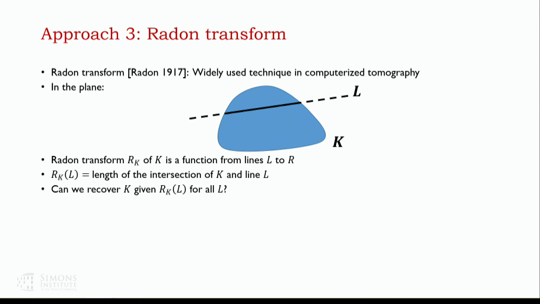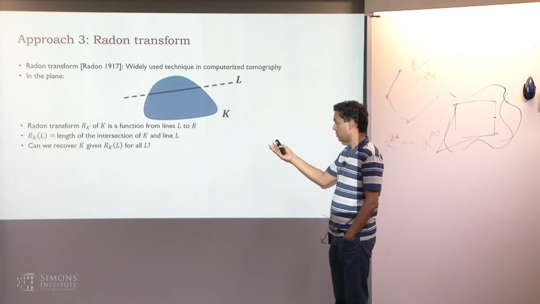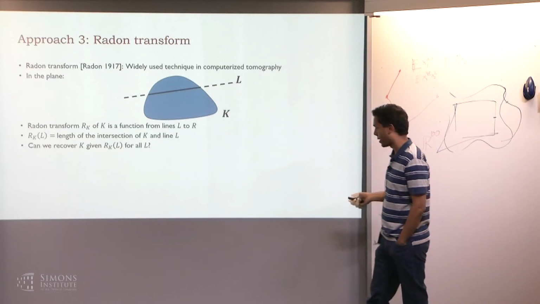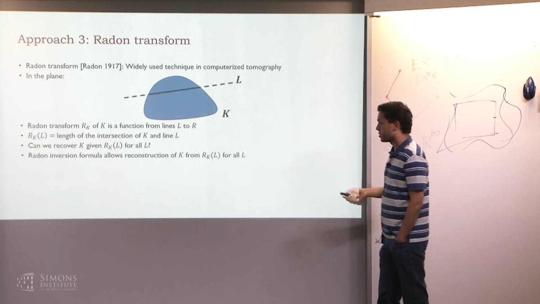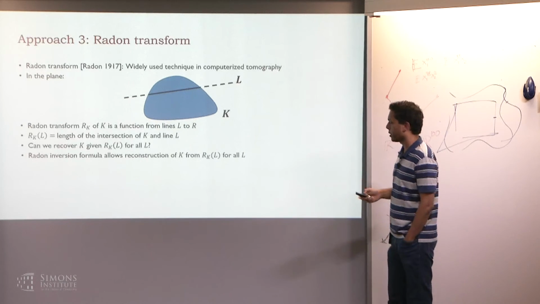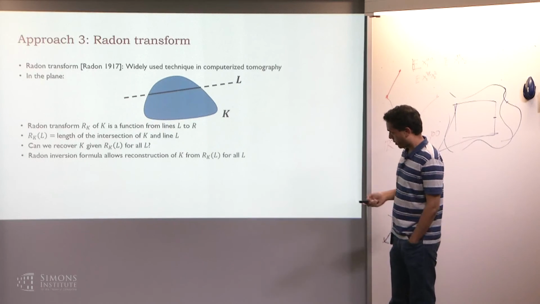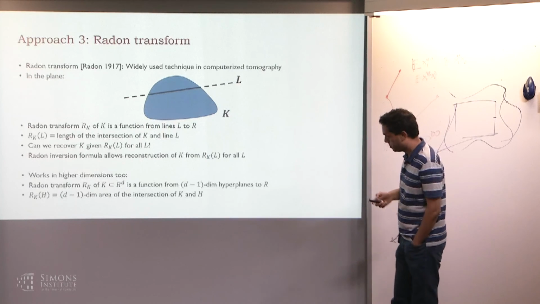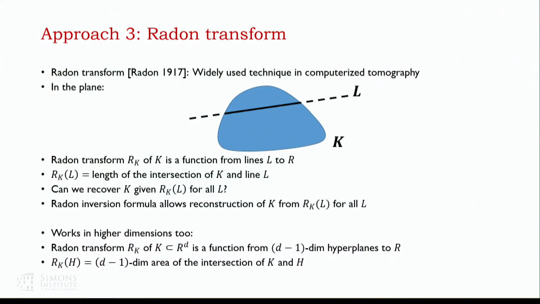And the question is, can we recover K given the value of the Radon transform at all lines? And this answer turns out to be yes. There's a formula for reconstructing K from the Radon transform. And this works in higher dimensions too.